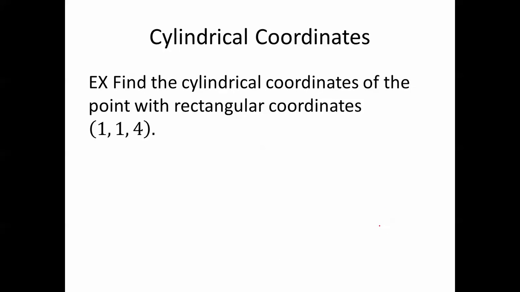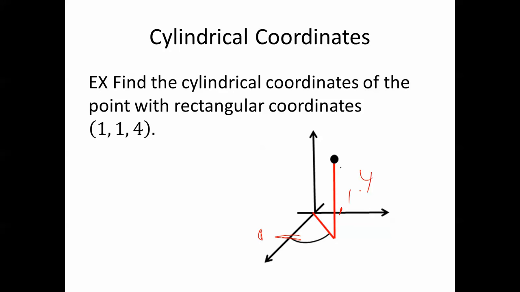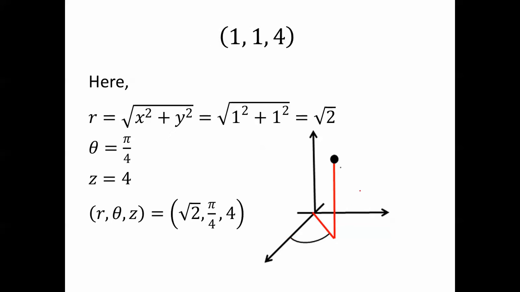So for example, find the cylindrical coordinates of the point with rectangular coordinates 1, 1, 4. There's our point 1, 1, 4. So again, 1 unit on the x, 1 unit on the y, and then 4 units out. Okay, so r is the square root of x squared plus y squared, which is the square root of 1 squared plus 1 squared, which is root 2. Theta is pi over 4. That's this angle. And z is 4. So we have root 2, pi over 4, 4.